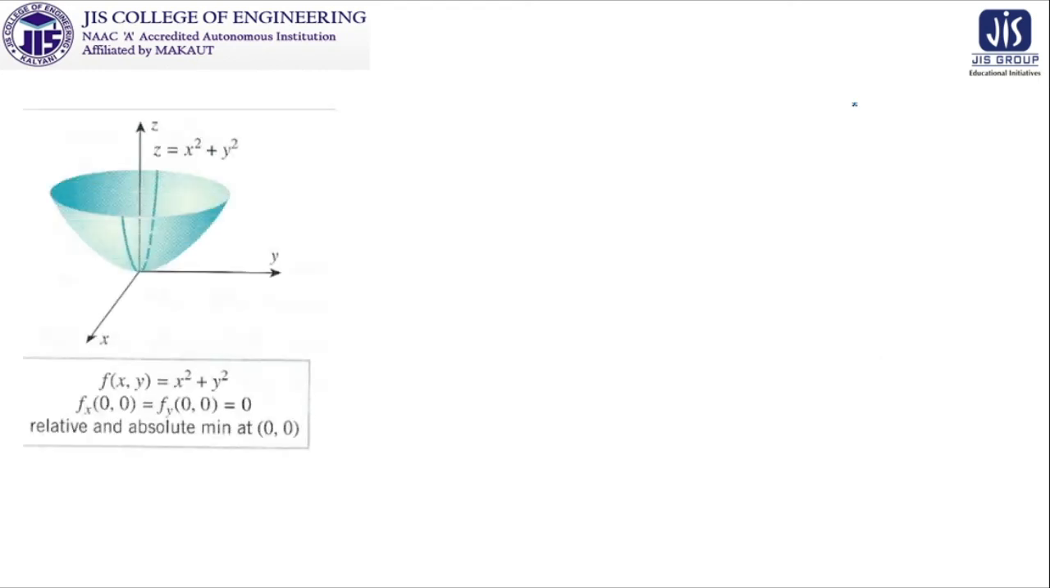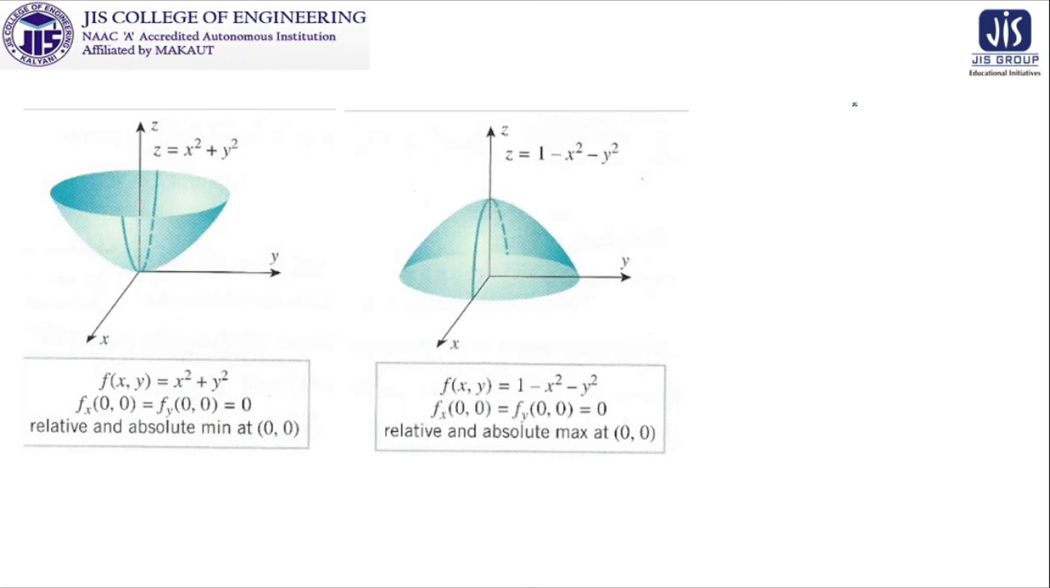Now the pictorial representation of this one, look at this. Here f(x, y) is equal to x square plus y square, both the partial derivatives are 0, and there is a relative and absolute minimum at (0, 0), it is clear from the picture. This one is also not having any problem, z equal to 1 minus x square minus y square. It is also having relative and absolute maxima at (0, 0).